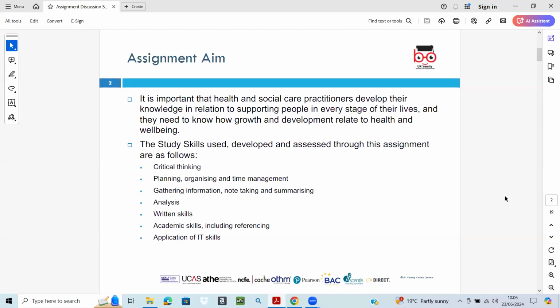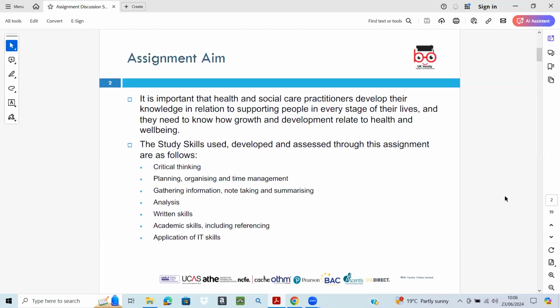So if we break down the study skills involved and their relevance to our field, we have critical thinking. These skills involve analyzing information objectively, considering different perspectives, and making informed decisions. In health and social care, critical thinking is essential for problem solving and evaluating various treatment options for individuals.